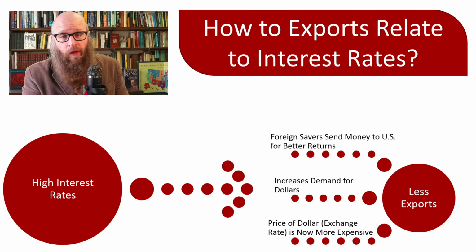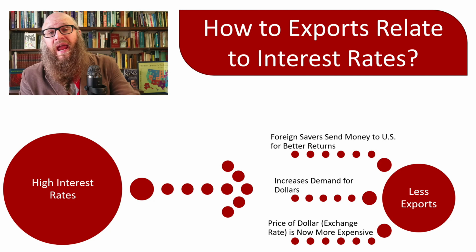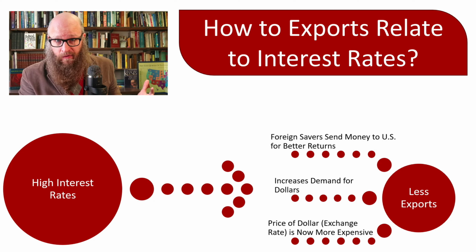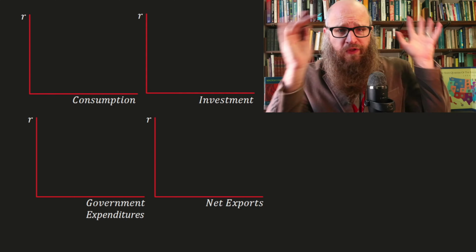The price of the dollar is measured by the exchange rate. It now rises, it's more expensive, and therefore from the perspective of the rest of the world, buying goods created in America has now become more expensive. American goods are less attractive, so the rest of the world buys less exports. So let's put this all in a graph together.